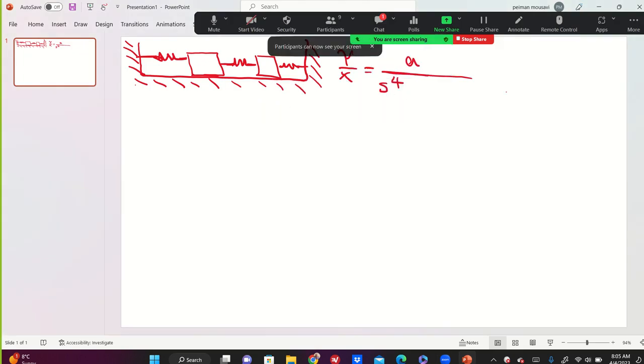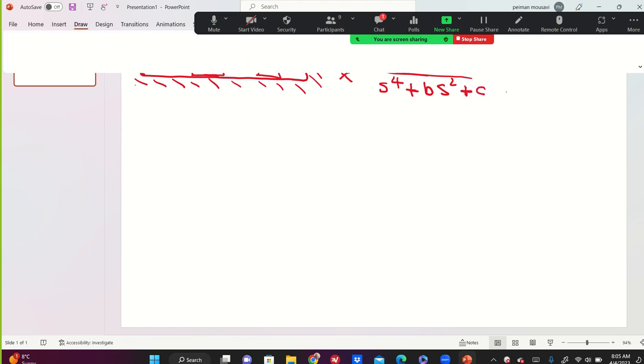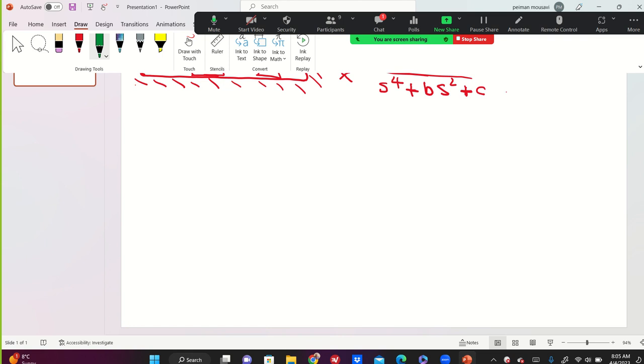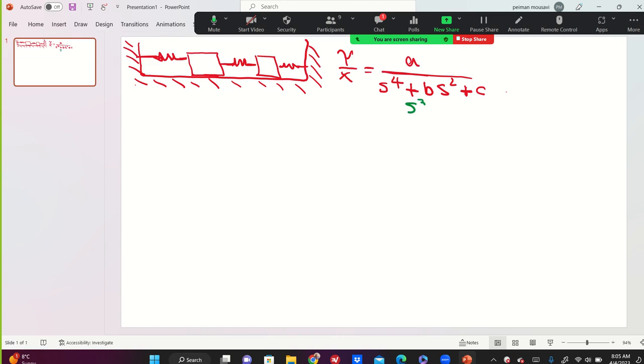Okay. So in the previous class, we had these springs and masses. We put that fourth order system plus the bs square plus c. I showed you that we were missing some terms like s cube and s, and we simulated that and we saw that we have instability at the end of the response. Remember?